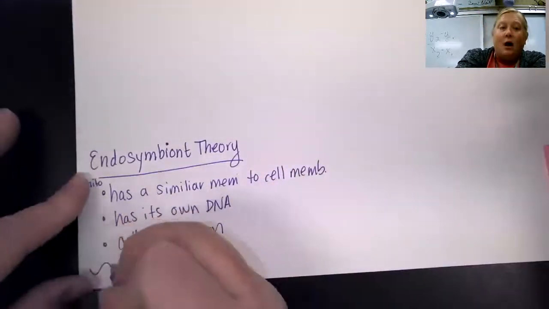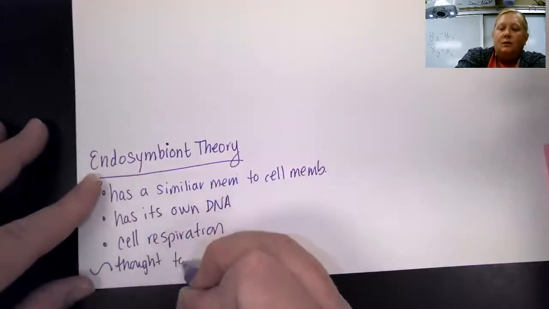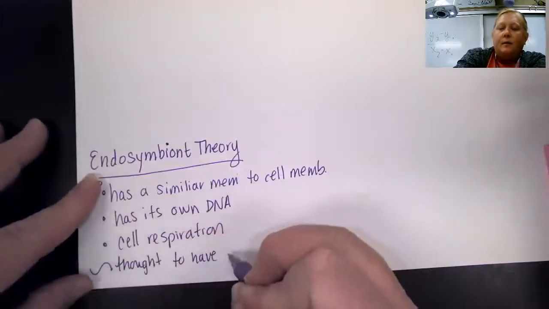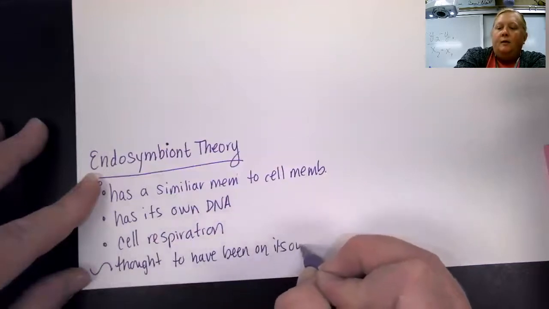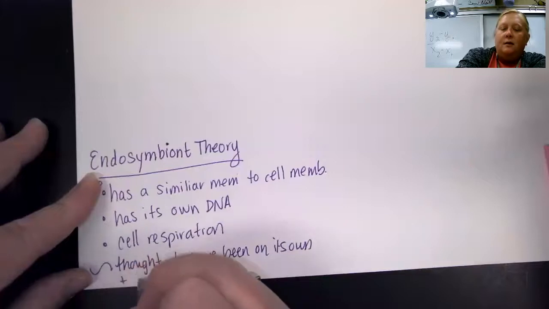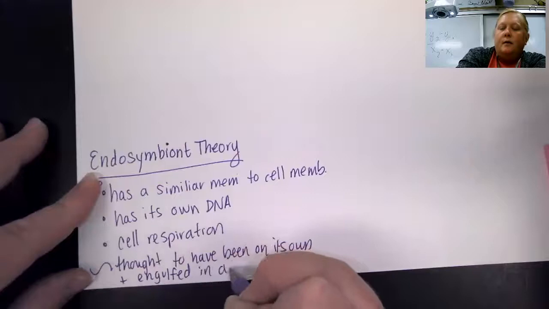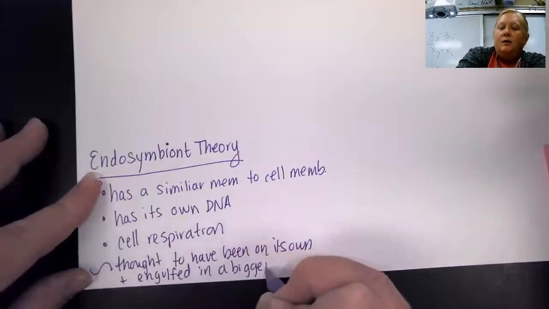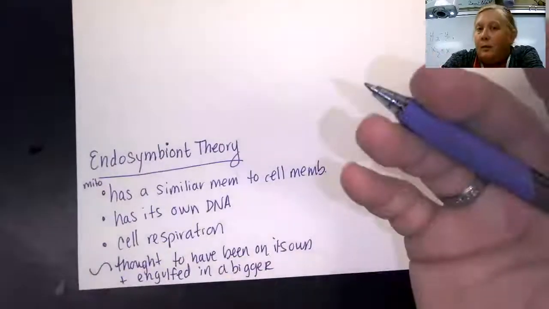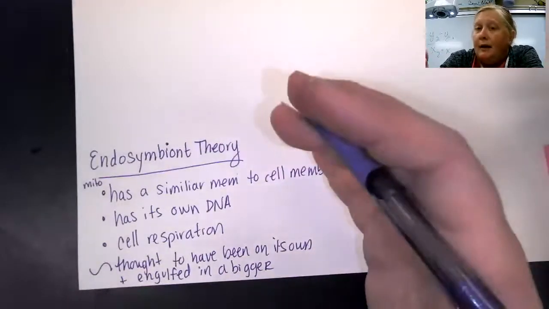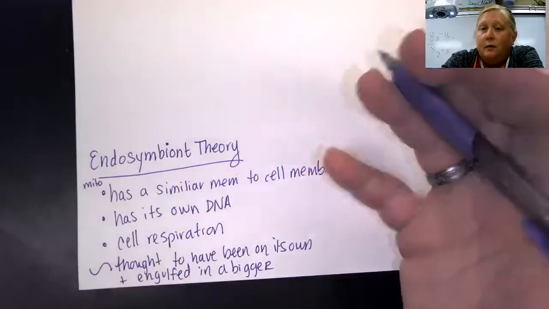Well, that's the thought. The thought is that it was living on its own, and unfortunately it got engulfed by a larger creature, and of course replicated in that creature and then was passed on. And that's how mitochondria became part of the cell and did not exist outside of it as its own cell.